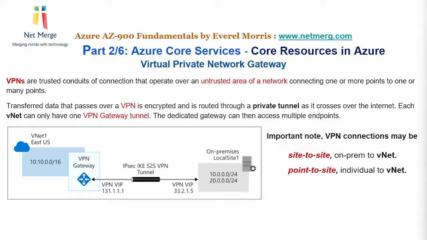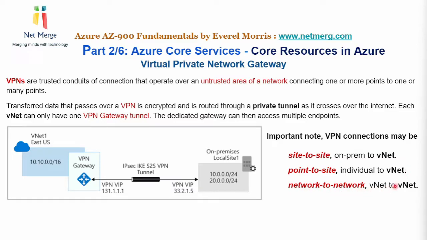The thing I want you to understand is the VPN connections. You want to understand this for the exam. Site to site is on-prem connecting to Azure. Point to site is your endpoint devices. Just remember it that way. When you see point to site, point is referring to your endpoint, your laptop, your computer. So it's an individual to Azure.